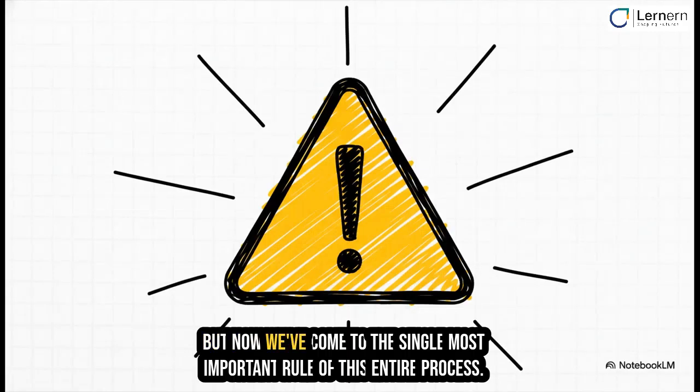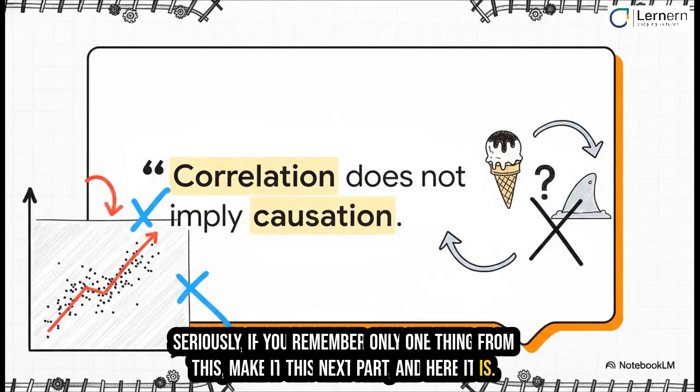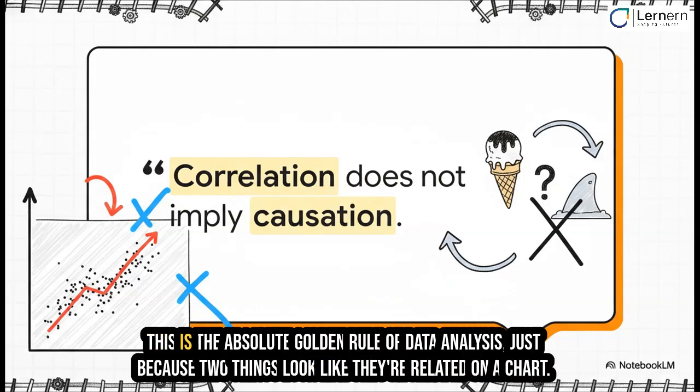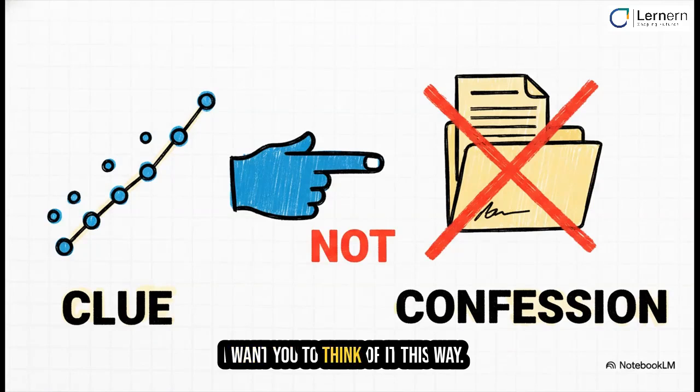But now we've come to the single most important rule of this entire process. Seriously, if you remember only one thing from this, make it this next part. And here it is. Correlation does not imply causation. Just let that sink in for a second. This is the absolute golden rule of data analysis. Just because two things look like they're related on a chart, it does not automatically mean one is causing the other. I want you to think of it this way.